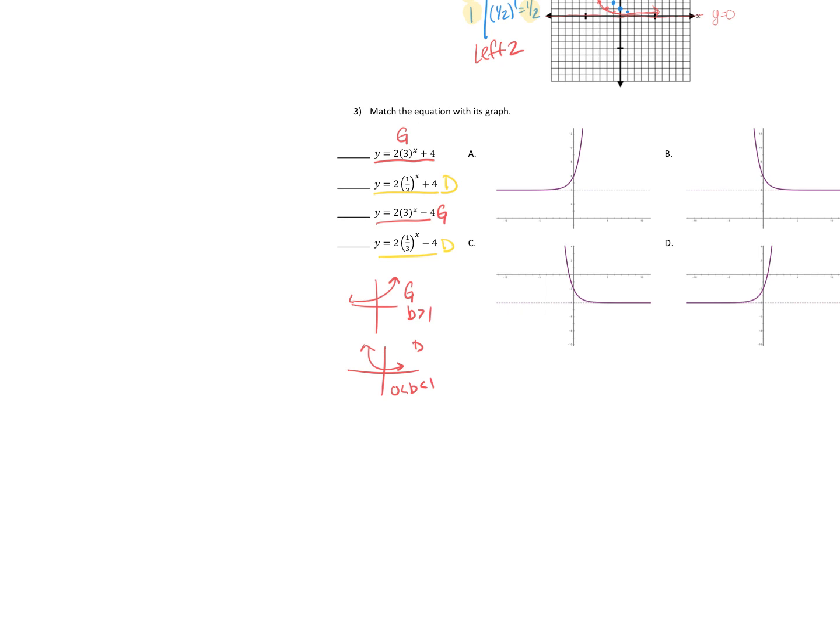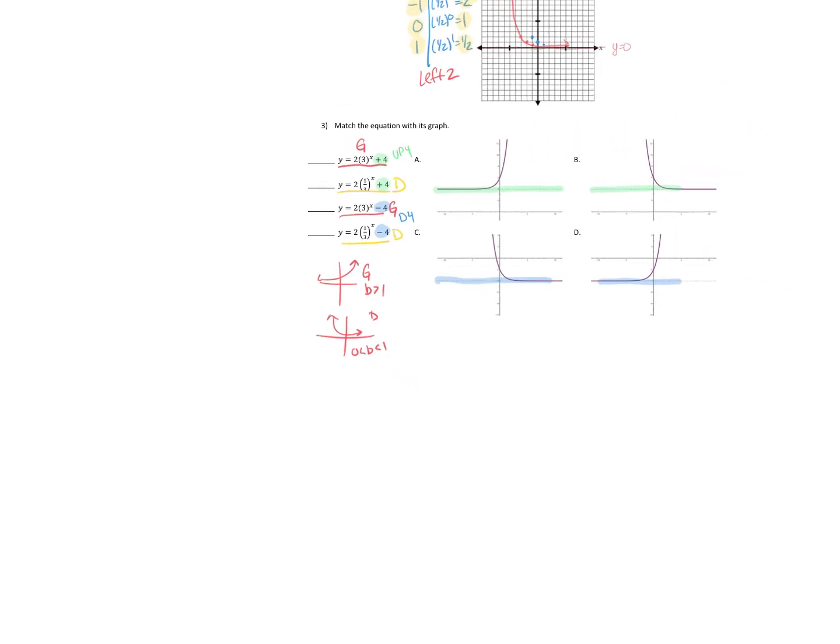Now the other thing I'm looking at is where this asymptote is. If I notice, I have a +4 asymptote here and here. So that means I'm shifted up 4. And I can see that happening here and here, versus in these two, I have a down 4 shift, a downshift of 4, which I can see happening here and here.